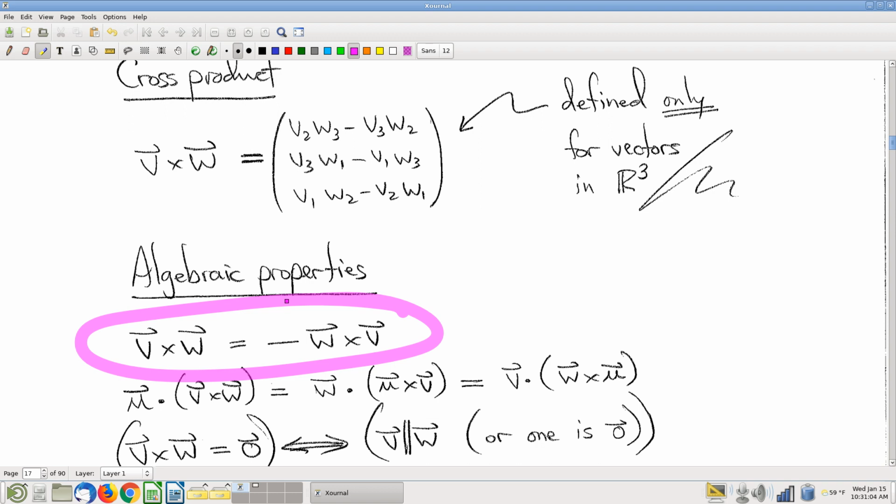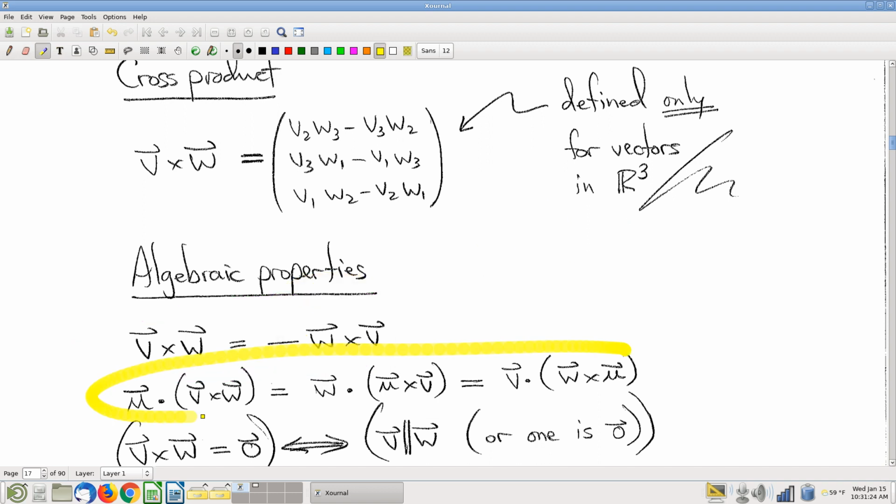But it's weirder than that. Not only are they not equal to each other, they are always exact negatives of each other. So that's an eyebrow raiser, right? Like, whoa, what's going on there? Okay.